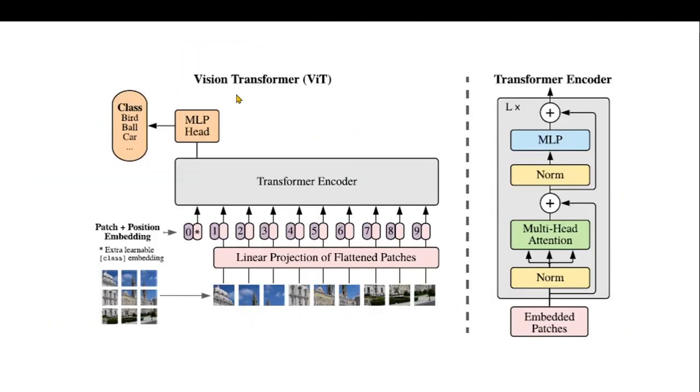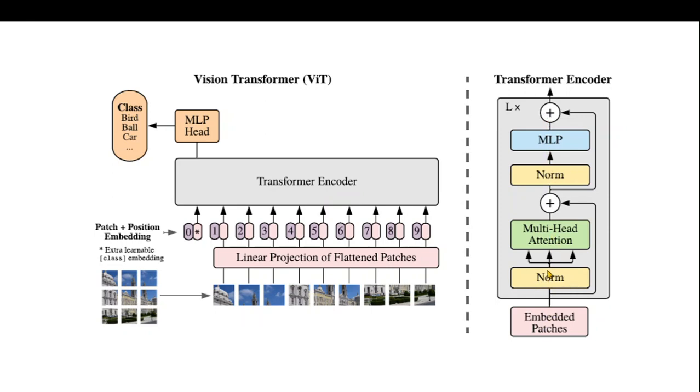So in a nutshell, this is a diagram taken from the paper. You would have your image, which would be divided into patches of 16 by 16. These patches are linearly projected to flattened patches, and there would be a positional embedding. So the patch and the position embedding will be your Z vector here, and this is passed to the transformer encoder. The details of the transformer encoder are mentioned here.